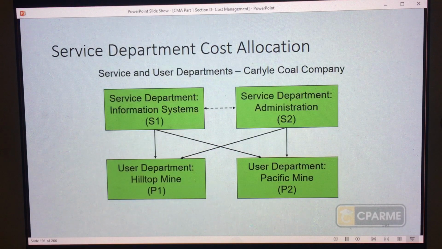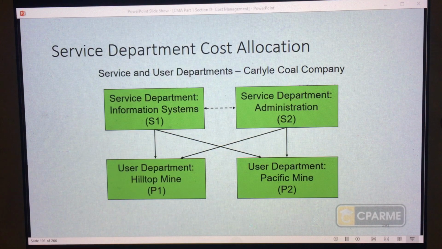So when we talk about your service and user departments, this is simply an example for your service cost allocation system. This is an example where your service departments are normally represented by S1 and S2, being the sections or the departments that would give service. Now, in this example, that would be giving service to user department 1, which is your Hilltop Mine and your Pacific Mine. So you can see how they distribute their services.